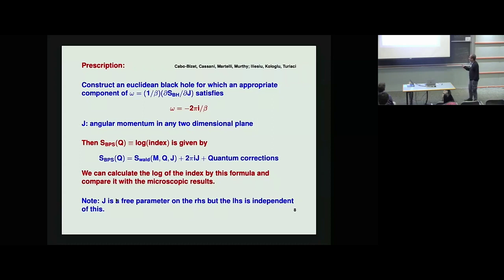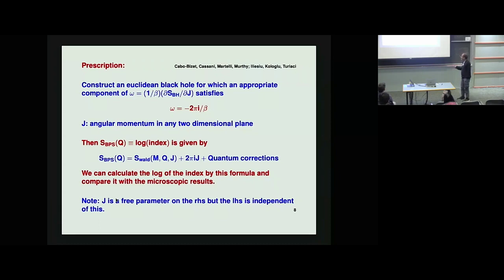Okay, so this is a formula. As we will see, for the purpose of this talk, we will not need to worry about quantum corrections. So the relevant part of the formula that we will have to use is this. And this is what we will try to use to calculate the index on the black hole side. So the strategy is that we can calculate the log of the index by this formula and compare it with the microscopic results.